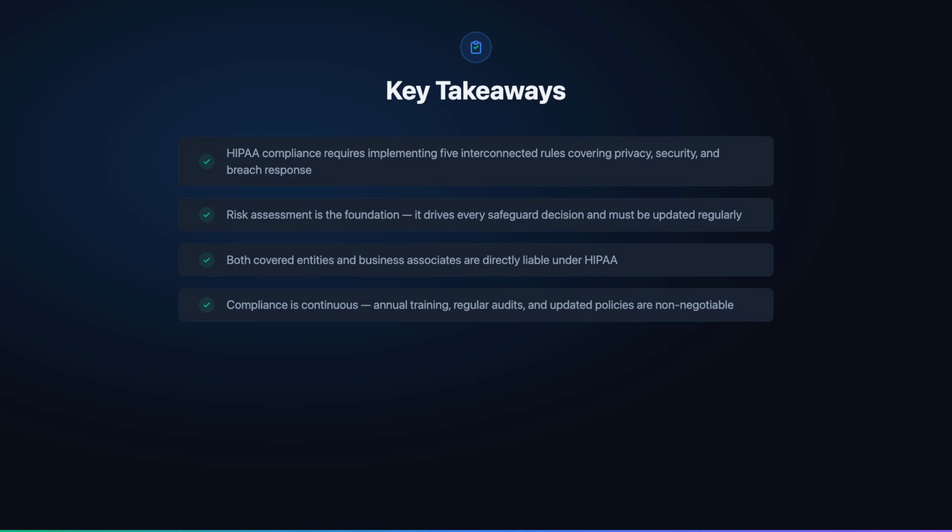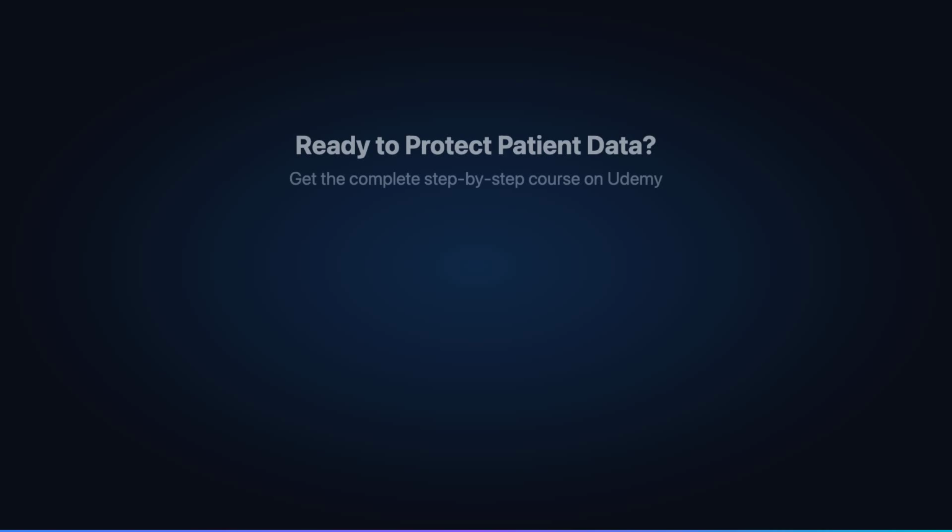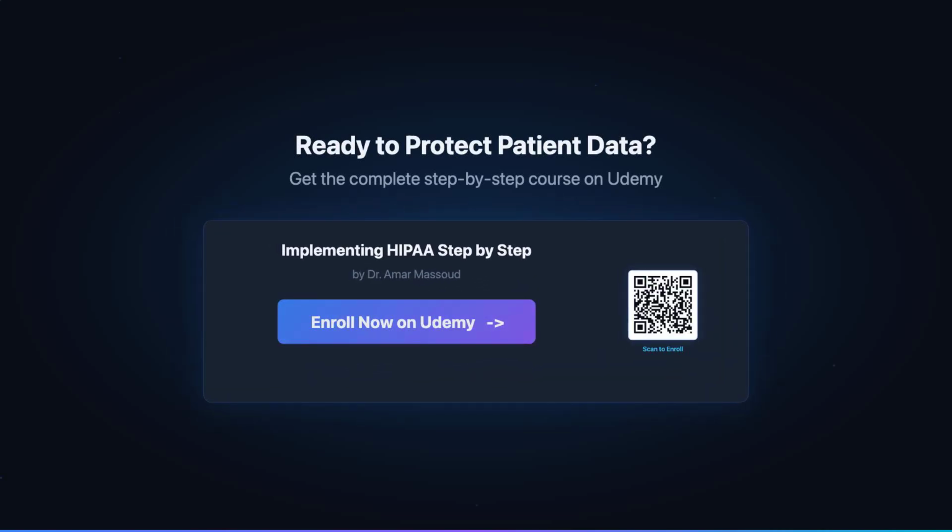Annual training, regular audits, policy updates, and ongoing monitoring are non-negotiable. HIPAA is not a one-time project. It is an ongoing program that must adapt as threats and regulations evolve. That wraps up our overview of HIPAA implementation.